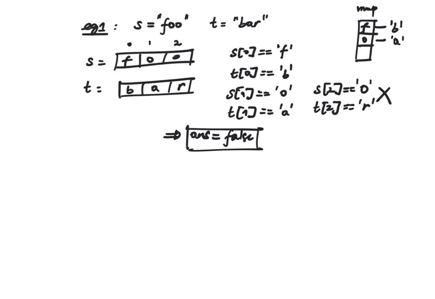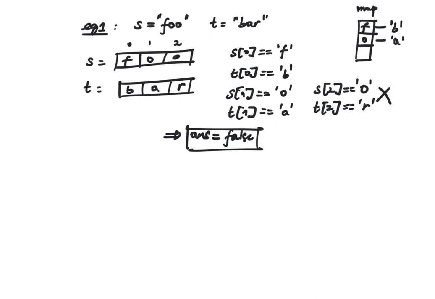So we traverse the string, and when we find a new character, we map that character with the character in the string T. We continue the traversing. If we find a new character, we just map that character to the character in T, whether they are different or the same, as long as they don't appear in the map. And if we find a character that is already appearing in the map and that is not mapping to the character in T, then we just return false, we just break the condition.